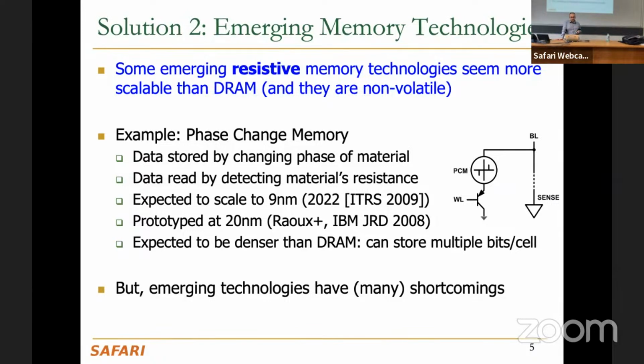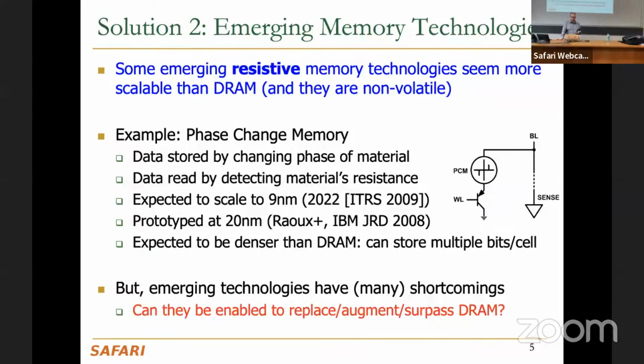However, emerging technologies have many shortcomings. And the question is, can they be enabled to replace DRAM, which is quite hard to achieve? But augmenting DRAM might be easier. This is going to be the topic of this lecture, and we're going to touch upon all these techniques. For example, can we replace DRAM completely with PCM? Or, by augmenting, can we use PCM and DRAM together?